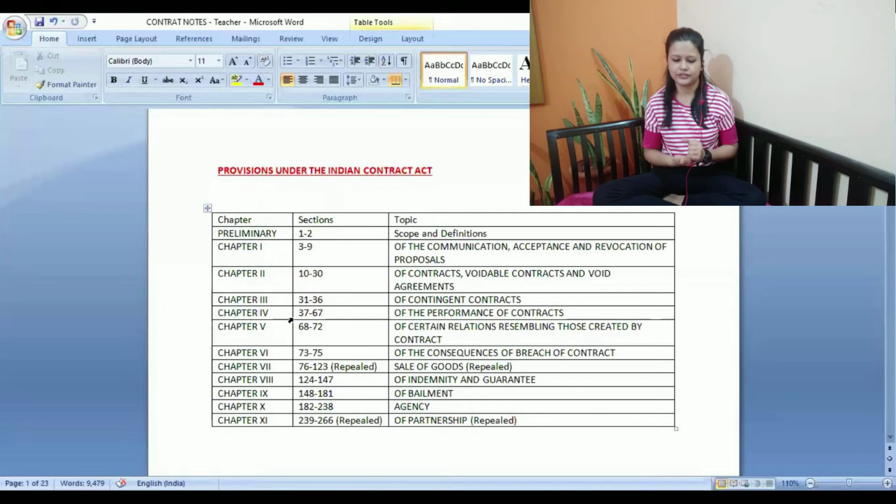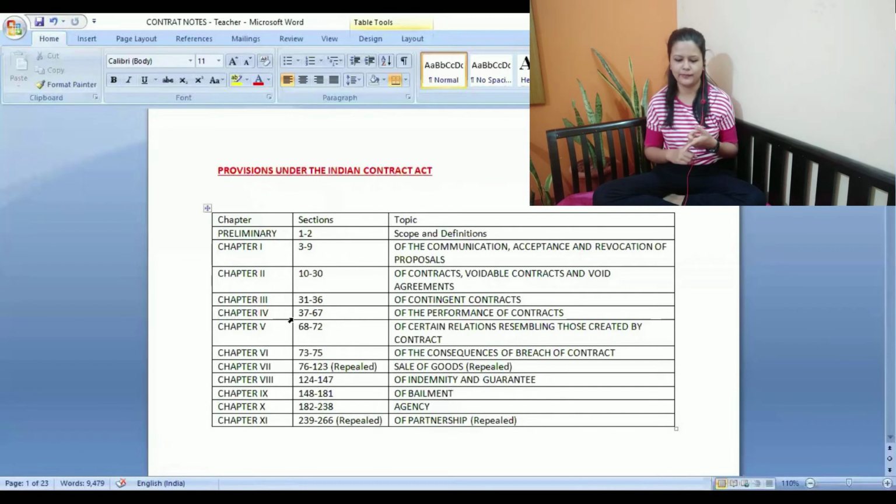Next is sections 76 to 123. That part is repealed, as we discussed in the previous class also. It was relating to sale of goods. Now we have a separate act. Next sections are 124 to 147. It talks about specific contracts, a contract of indemnity and a contract of guarantee.